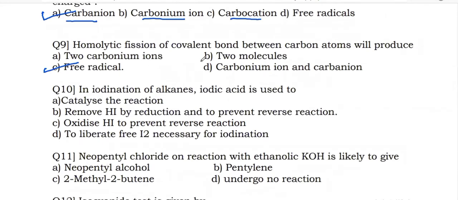Question number 10. In iodination of alkane, iodic acid is used too. Iodic acid, that's HIO3, is a very good oxidizing agent. So we are using iodic acid as an oxidizing agent here, HIO3. What's the purpose of using HIO3? In the iodination reaction, the byproduct HI is obtained, which makes the reaction reversible. So to oxidize this reducing agent HI, we are using HIO3. So option C is correct. Oxidize HI to prevent reverse reaction.